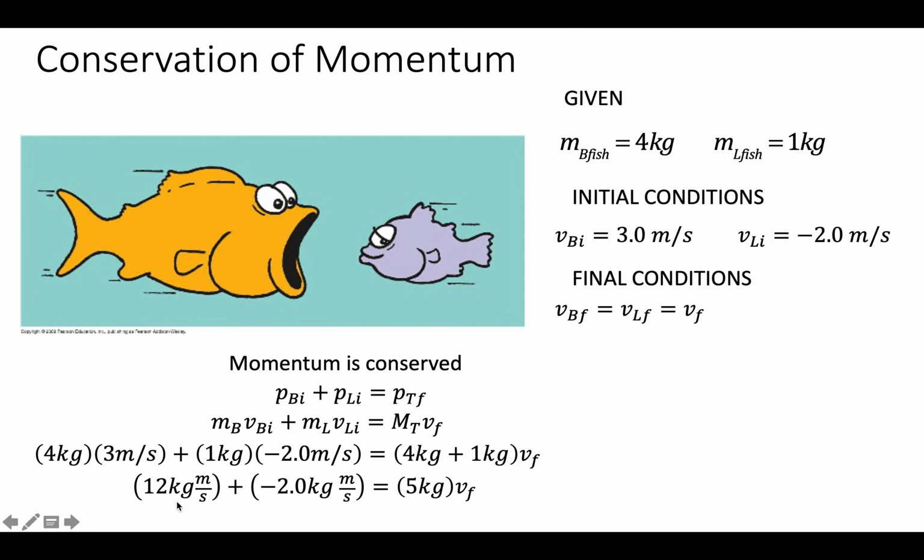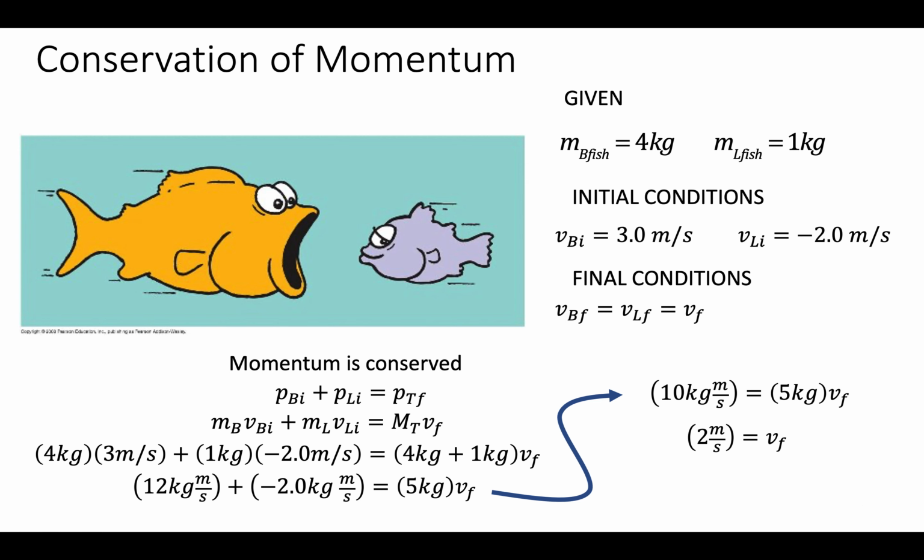So if I add the initial momentum of the big fish to the initial momentum of the little fish, I end up with a total initial momentum of this system of 10 kilogram meters per second, and whatever the initial momentum is, that has to equal the final momentum, which is the total mass times the velocity. So if I divide both sides of this equation by 5, I get that the final velocity of the fish combined together after the big fish swallows the little fish is 2 meters per second.